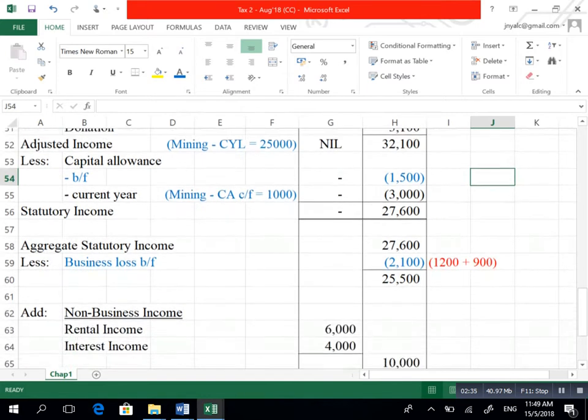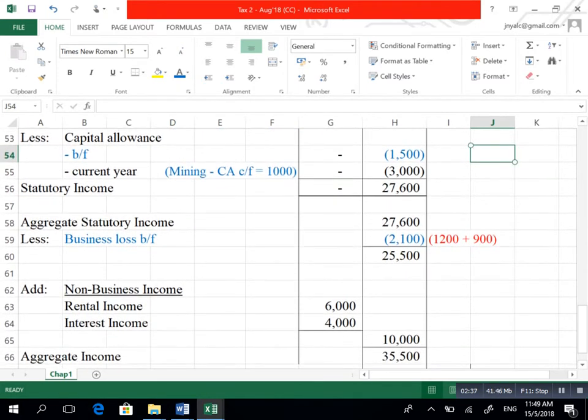And continue. This one I think is also very simple. You should add up with the non-business income, which is the rental and also the interest. And aggregate income is 35,500. Now for those who got a wrong answer, maybe you can just take down the correct amount first, for this aggregate statutory income.